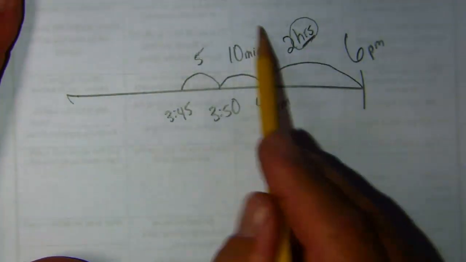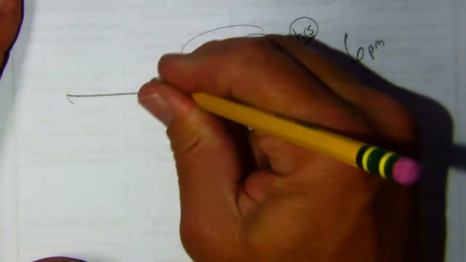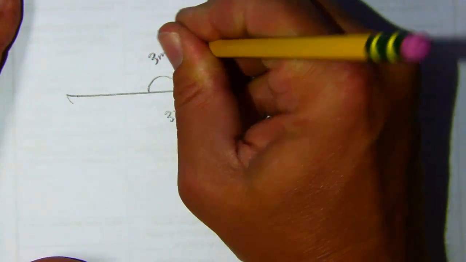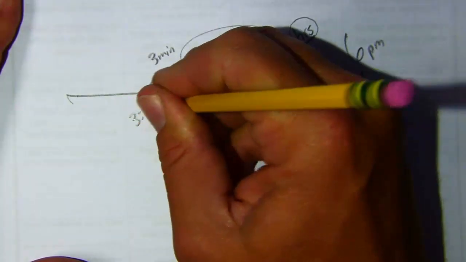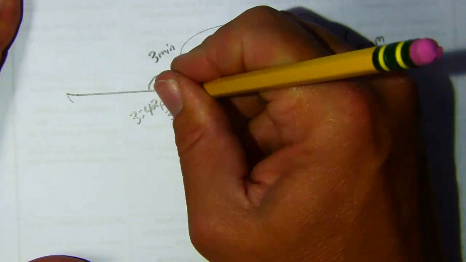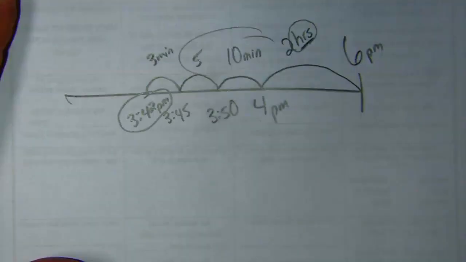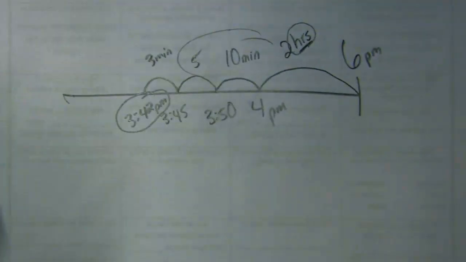Now you've done 2 hours and 15 minutes. You just need to do 3 minutes more. Final answer, 3:42 p.m. Making my own number line there instead of using the homework's one.